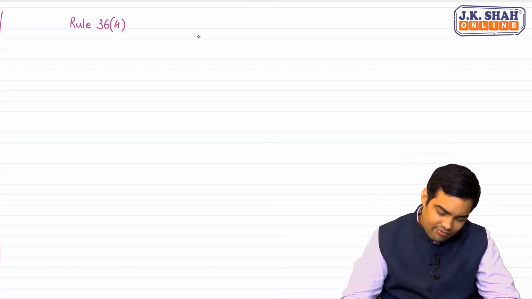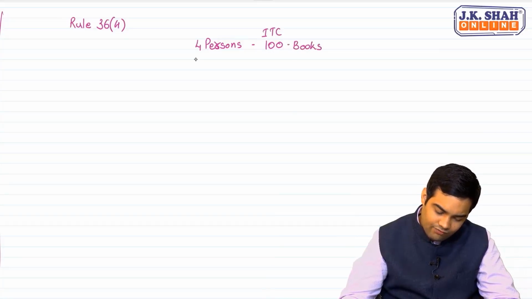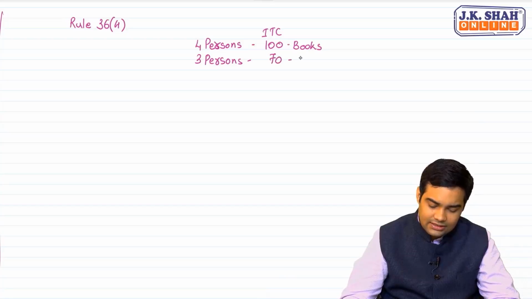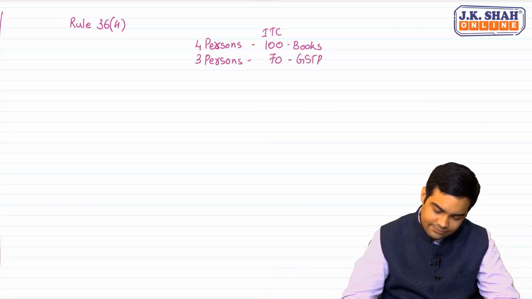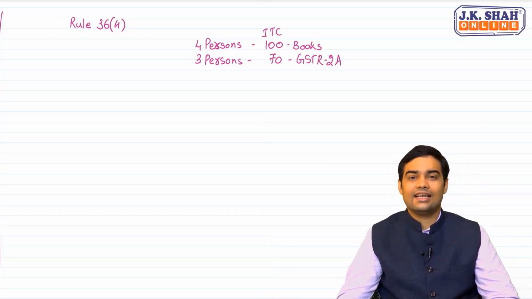Suppose I have purchased from 4 persons and the total ITC as per my books is 100 rupees. Now out of this, 3 persons have furnished GSTR1/IFF and this is showing 70 rupees. This is as per GSTR2A. Then how much of ITC can I claim?